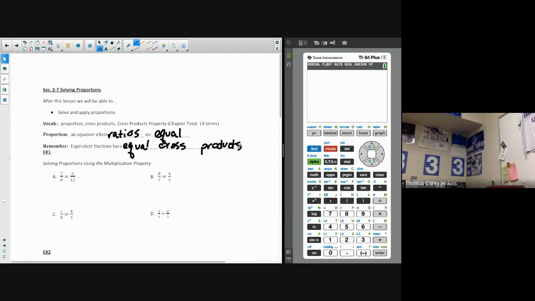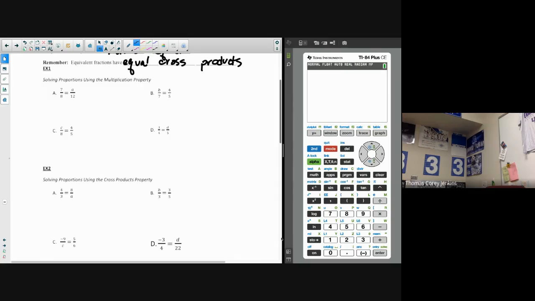All right, so here goes. I'll do a couple of these and then let you do the rest because, like I said, we've already done this stuff. So A times 8 is 8A. That's my cross product there. And we set that equal to the cross product on the other side, which is 7 times 12.